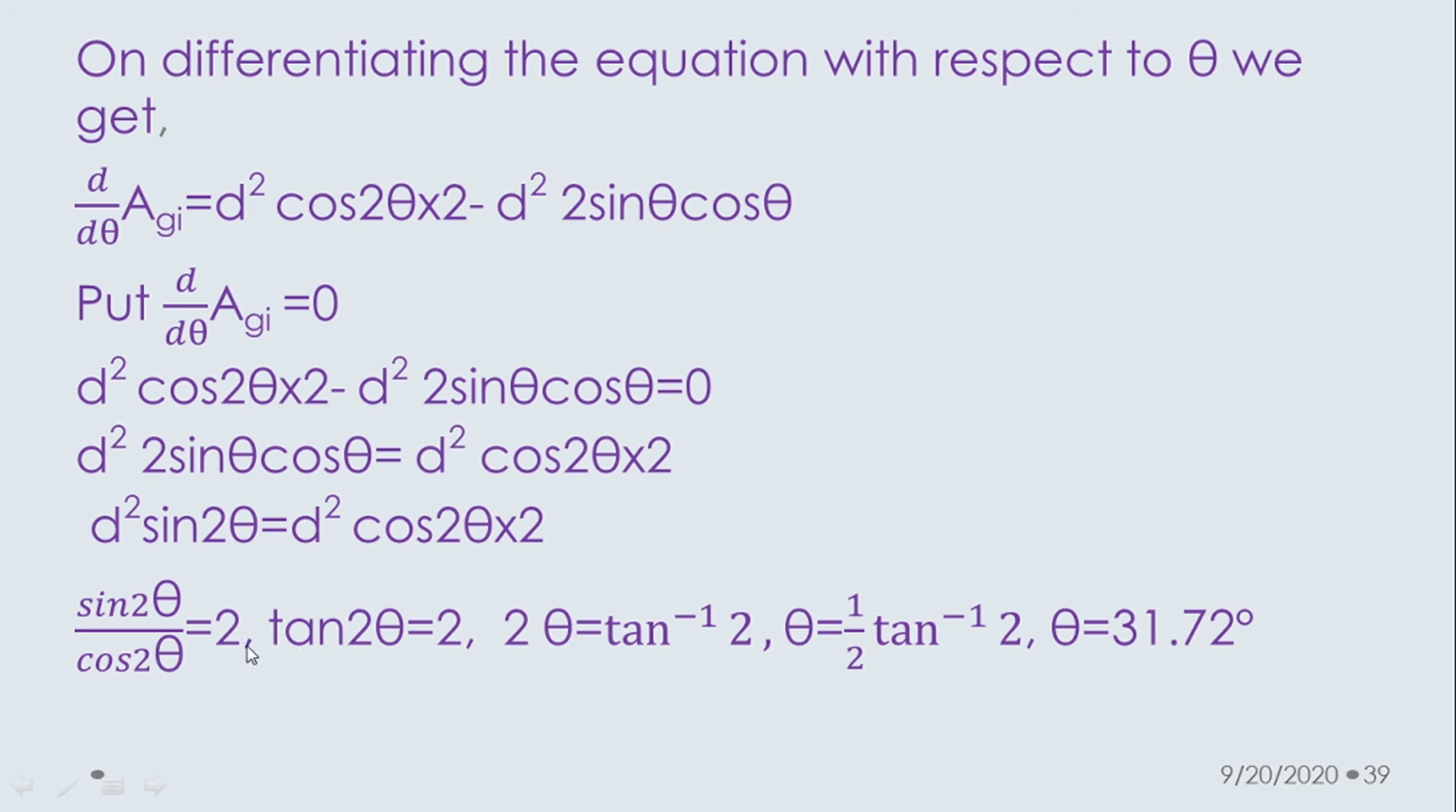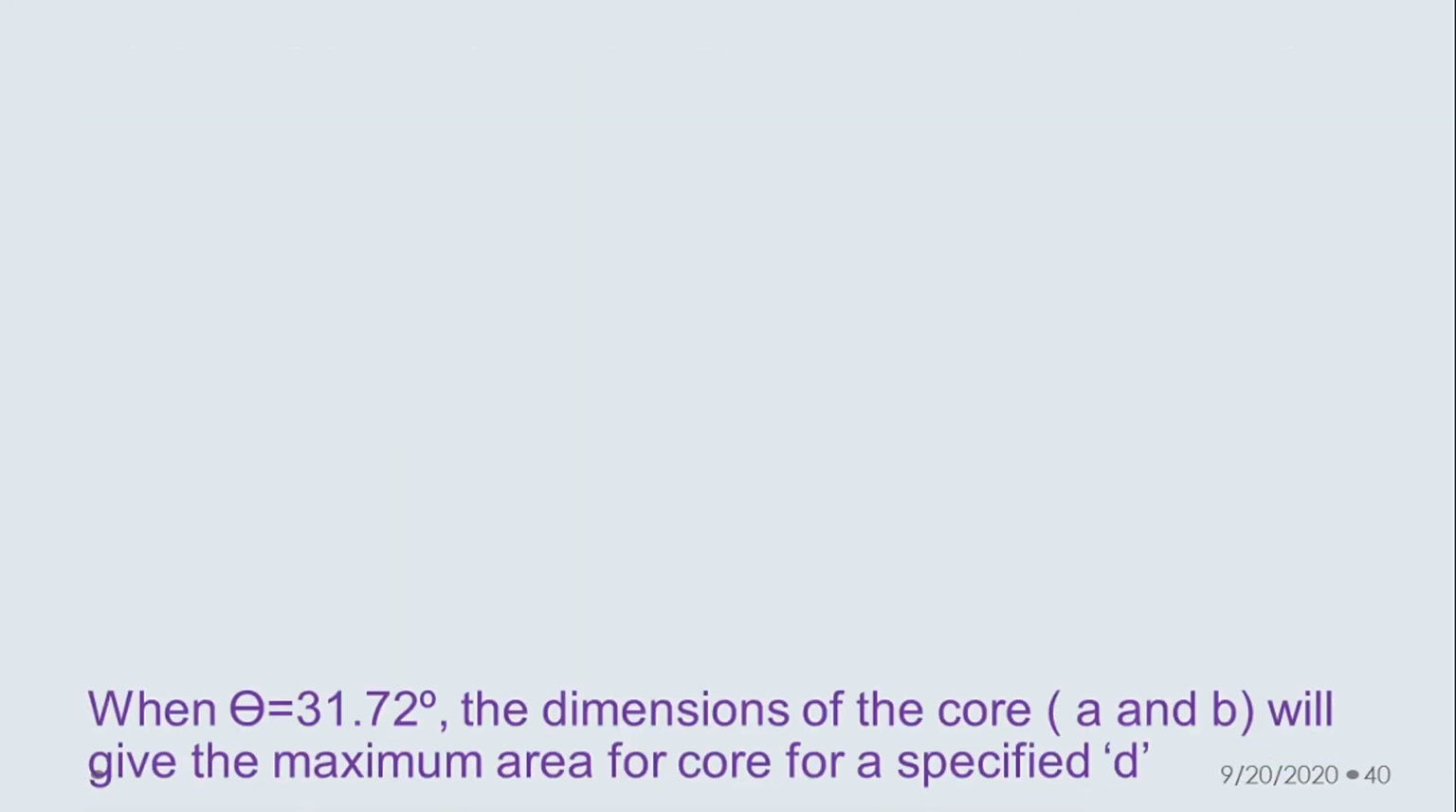So sin 2 theta by cos 2 theta equal to 2, which is tan 2 theta equal to 2, and 2 theta is equal to tan inverse of 2, and theta is half into tan inverse of 2. If you do that, the theta value will be 31.72 degrees. That means at the theta value, the angle between A and D, if it is 31.72 degrees, then that is the maximum core area utilization.